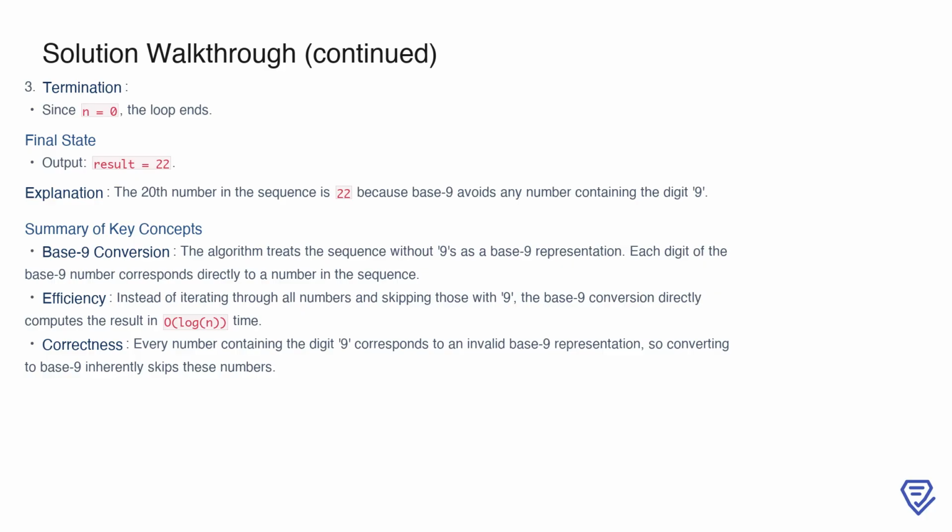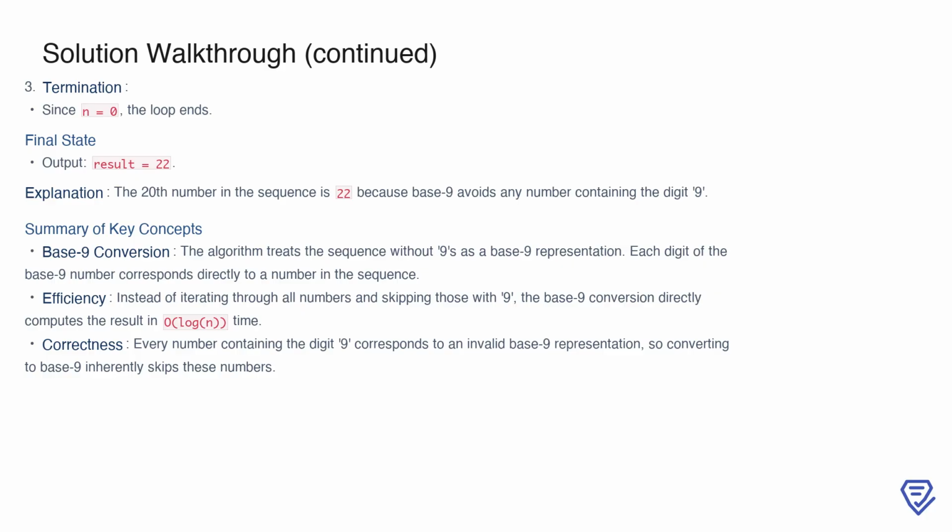Then, we update n by performing integer division by 9, which sets n to 0. We also multiply base by 10, updating it to 100. Now that n is 0, the loop ends. The final state confirms that result equals 22. This means the 20th number in the sequence is 22. The reason this works is that base 9 inherently skips any number containing the digit 9.